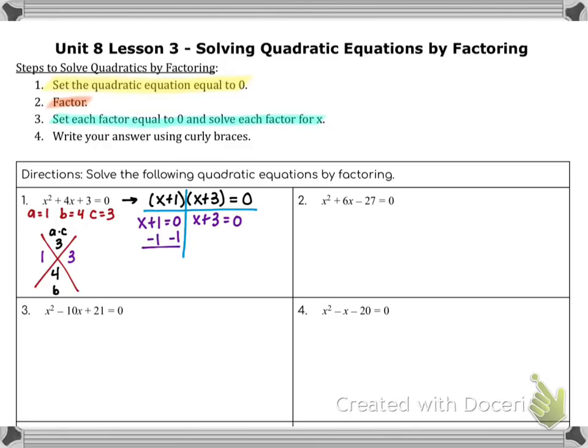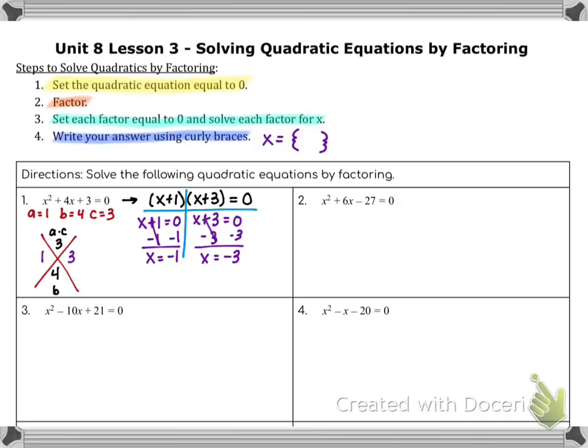So subtract 1 from both sides. Positive 1 minus 1 cancels out and you have x equals negative 1. And then subtract 3 from both sides. 3 minus 3 equals 0, so those cancel, and you just have x equals negative 3, because 0 minus 3 is negative 3. Now, number 4 says write your answer using curly braces.